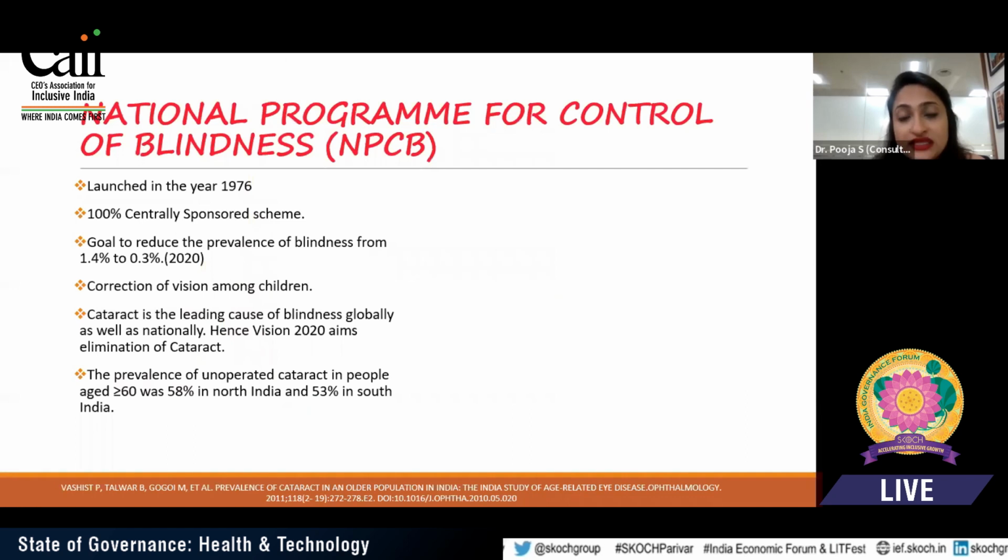And we have another program at the national level known as the National Program for Control of Blindness. This program was launched in 1976 and is a completely, 100% centrally sponsored scheme. The main goal of this scheme was to reduce the prevalence of blindness from 1.4% to at least 0.3% by 2020, which has now been a little delayed due to COVID. The global causes for visual impairment are basically accounted for by unoperated cataract, accounting for 33%. And cataract is one of the main causes of blindness in India, as per the NPCB 2015 data. So keeping these two objectives in mind, the NPCB program had the following objectives and strategies.